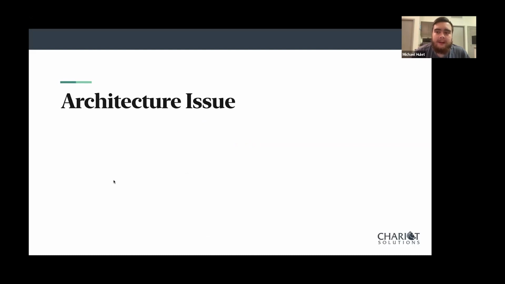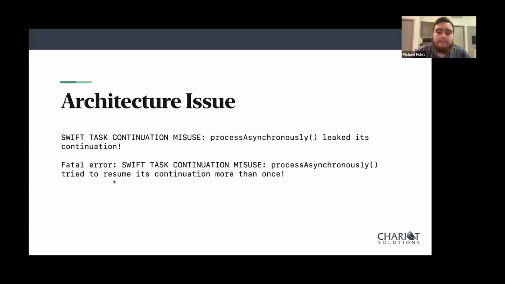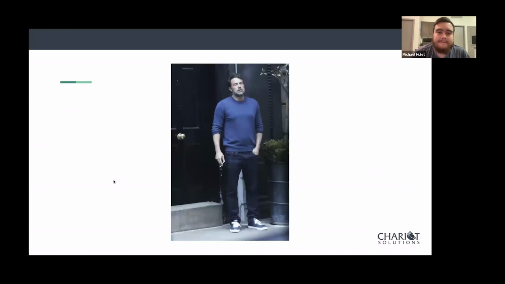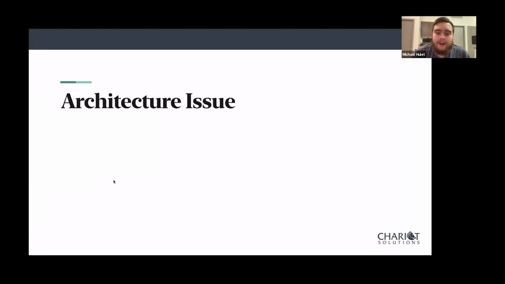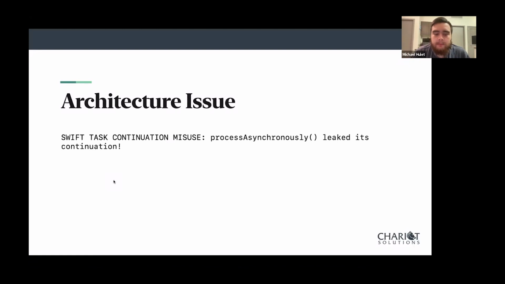However, I did end up running into some problems with this at runtime. When we see this in the log, this first issue happens when you use the continuation, you call with check continuation or with check throwing continuation, and then just never continue. It detects that as a leak. The continuation gets deallocated, and it just never continues. Your app hangs. We had that happen a few times.